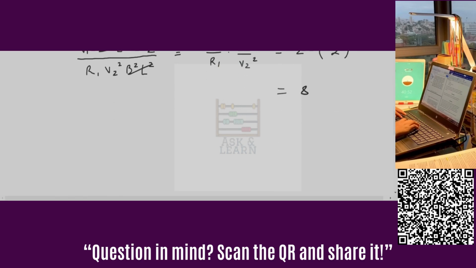So the ratio of the power dissipation in each circuit through our resistor is going to be 8. So circuit 1 dissipates 8 times as much power as circuit 2.